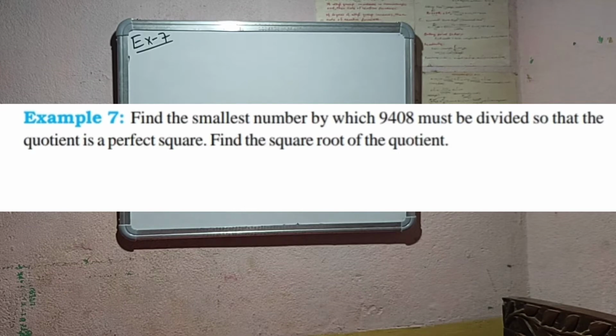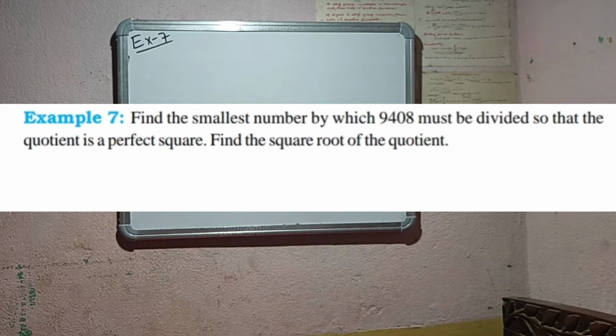It is just similar to example 6, because in example 6 we found the smallest multiple, but here we have to find the division quotient. There we multiply, here we have to divide. Clear? So find the smallest number by which 9408 must be divided.